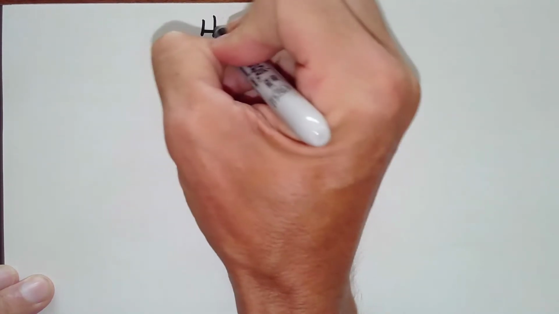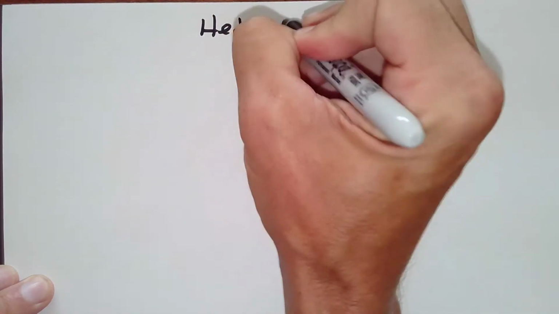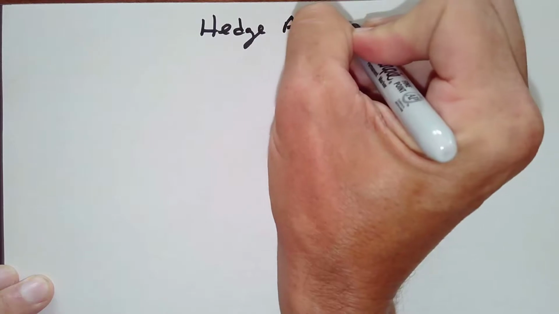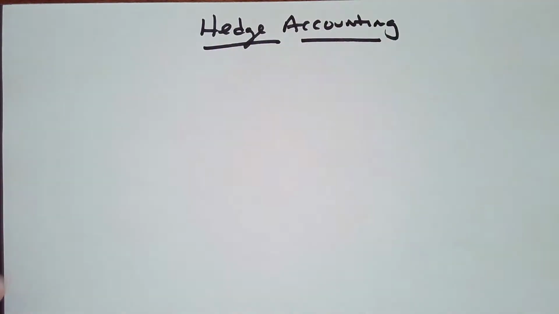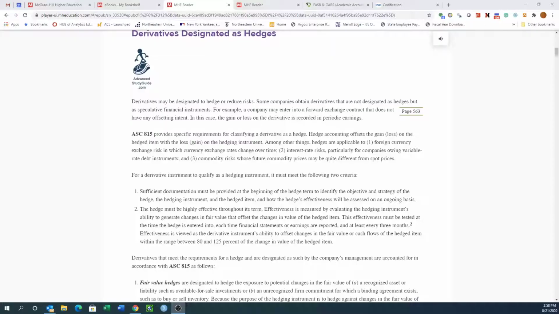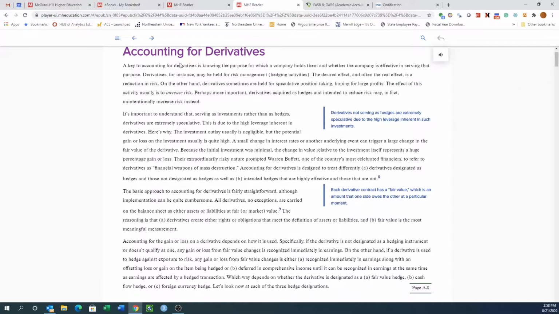So how do you get hedge accounting? Well, let's take a look at what resources we have in our textbook. So let's go to the Spiceland book, right? This is back in Appendix A.